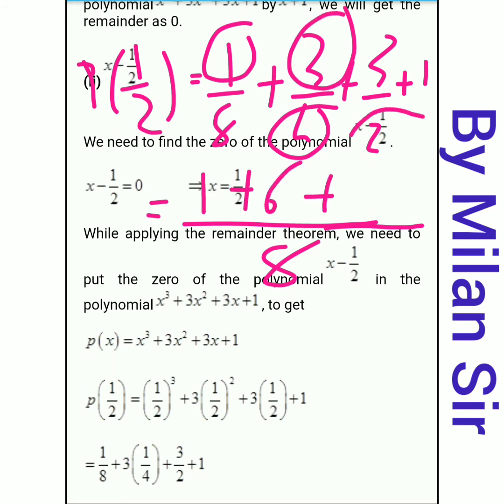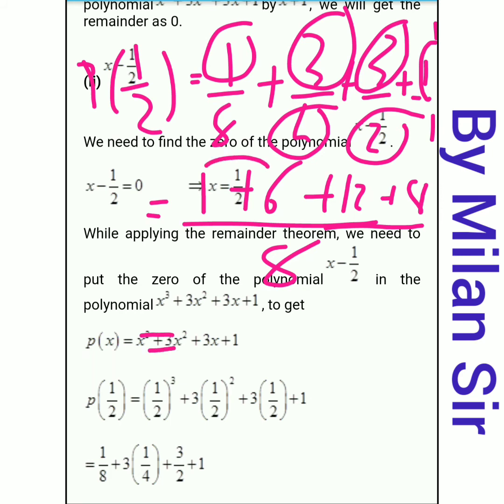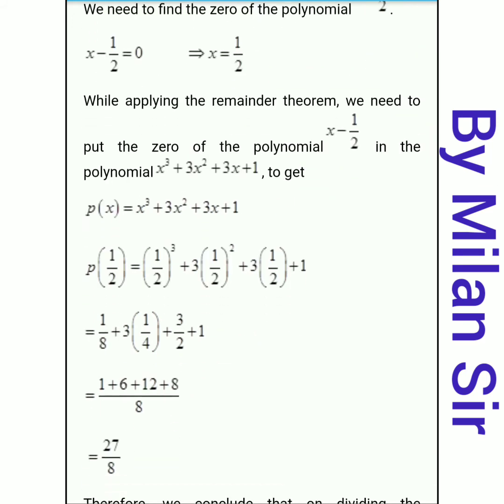So 3 2s are 6. Then 2 4s are 8, so 3 4s are 12. Here nothing is present in the denominator, that means 1. 1 8s are 8, so the same thing you need to multiply with the numerator. So again 1 into 8, 8. Now in the numerator, 1 plus 6, 7. 7 plus 12, 19. 19 plus 8, 27. So 27 by 8. So the answer of p of 1 by 2 is 27 by 8.